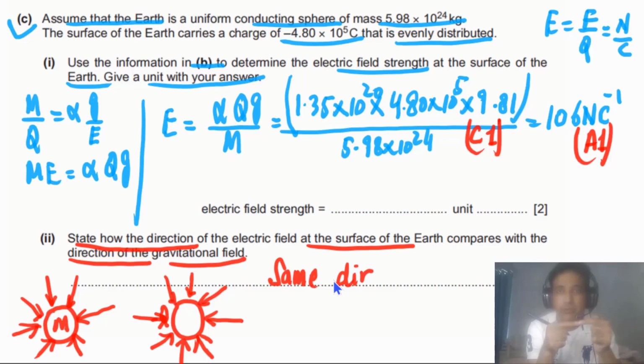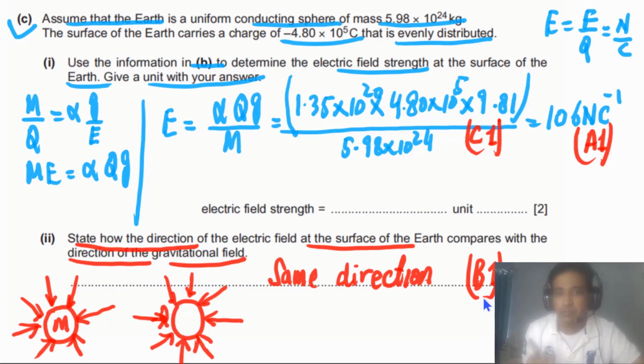As charge is negative, the gravitational field and electric field have the same direction. So the answer for this question is simply you need to write the same direction, and this question has 1 mark, so this is a B mark.